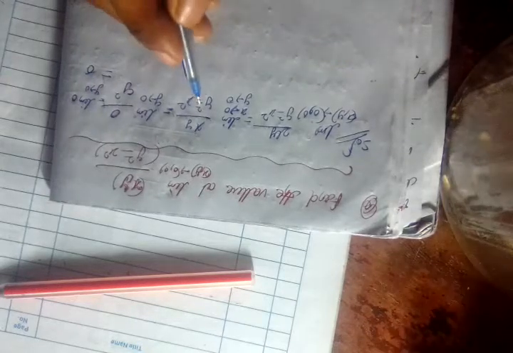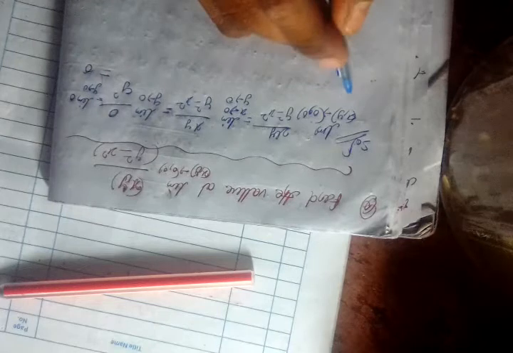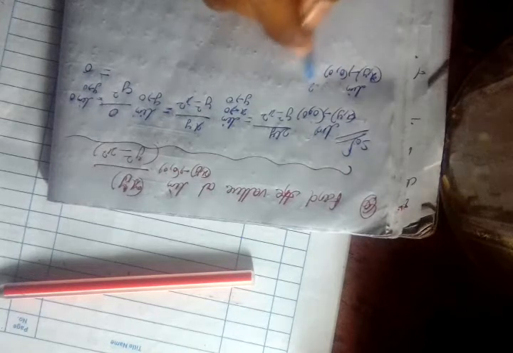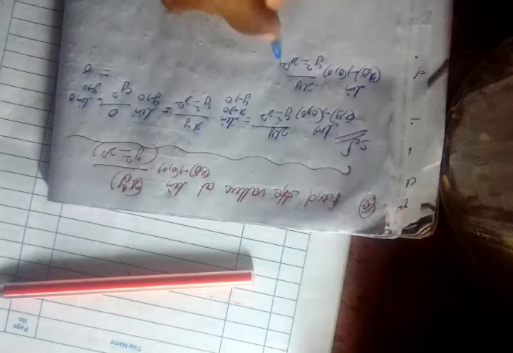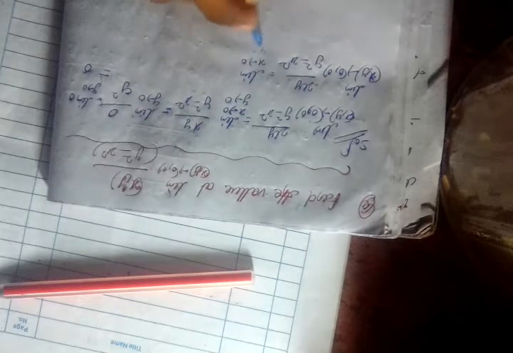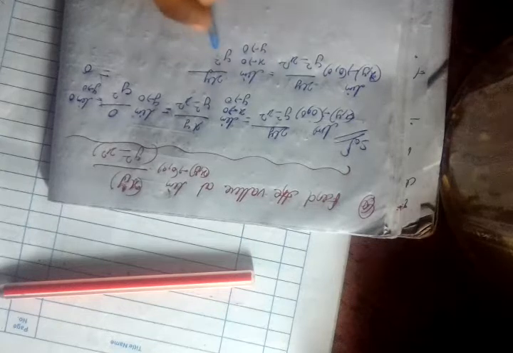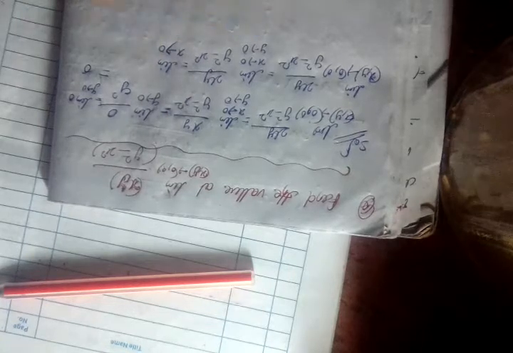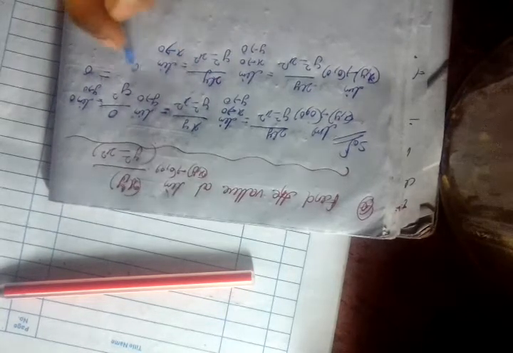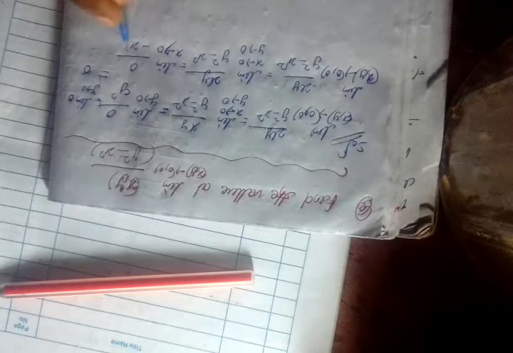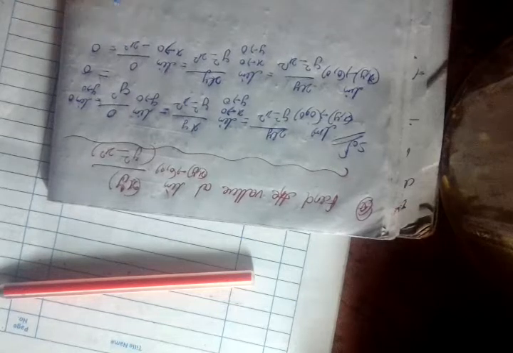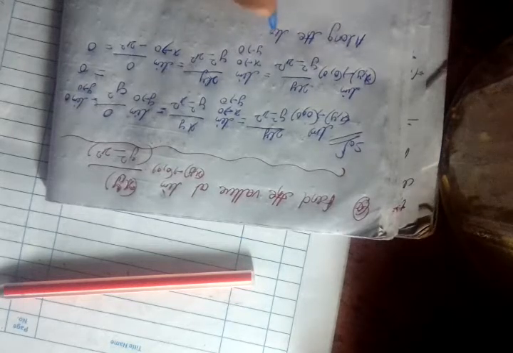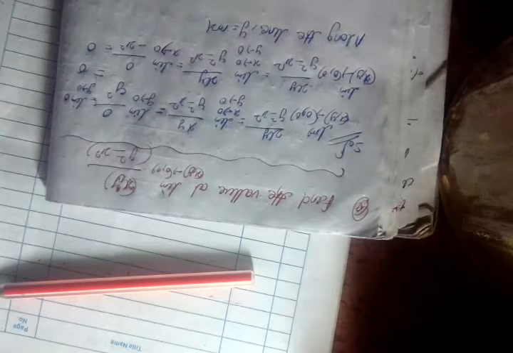Now taking x as constant and y varying, limit (x, y) tends to (0, 0) of xy by y square minus x square: putting y as 0 gives 0 by minus x square, that is 0 by something, which is equal to 0. Now along the line y is equal to mx.